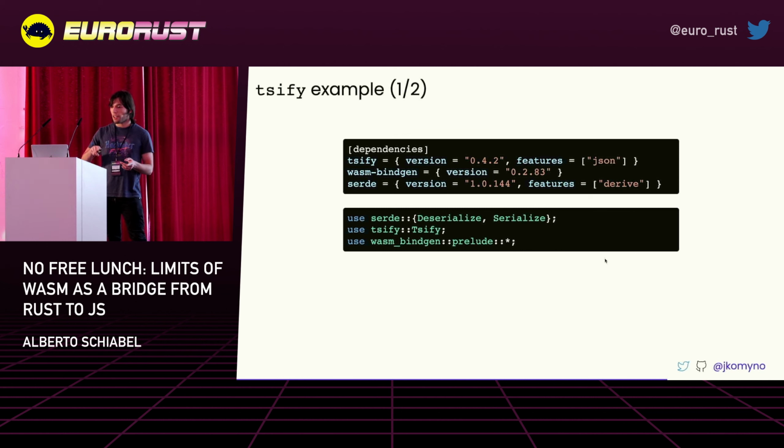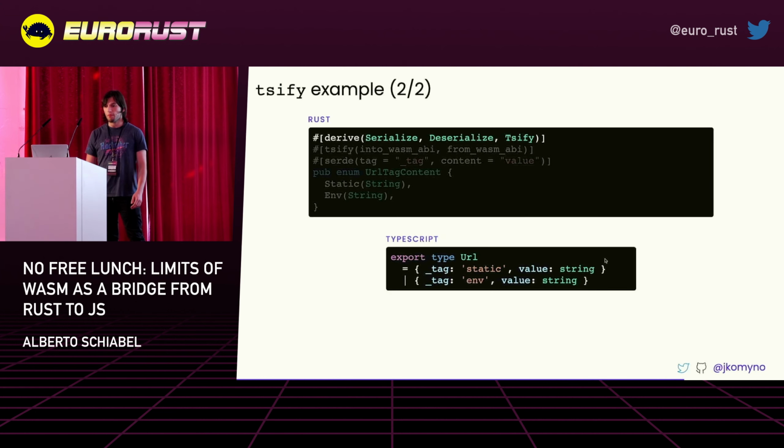We see that Tsify accepts some feature flags. We'll get into that later. Basically, they will allow you to customize the way you serialize your data. And here's a little example. We want to create a discriminated union of a URL in this case, the same example as before. We start with the standard derive macro. So Serialize, Deserialize, those are from Serde, and then Tsify. We apply the Tsify macro.